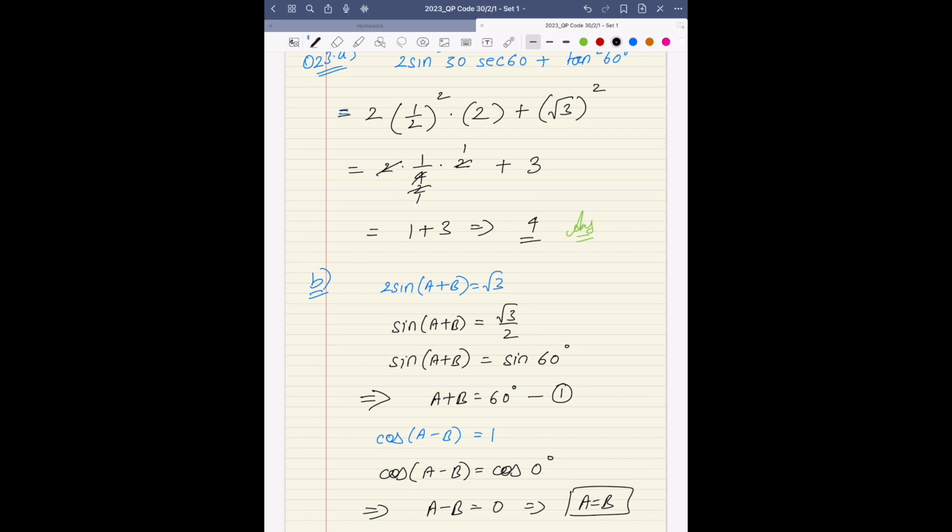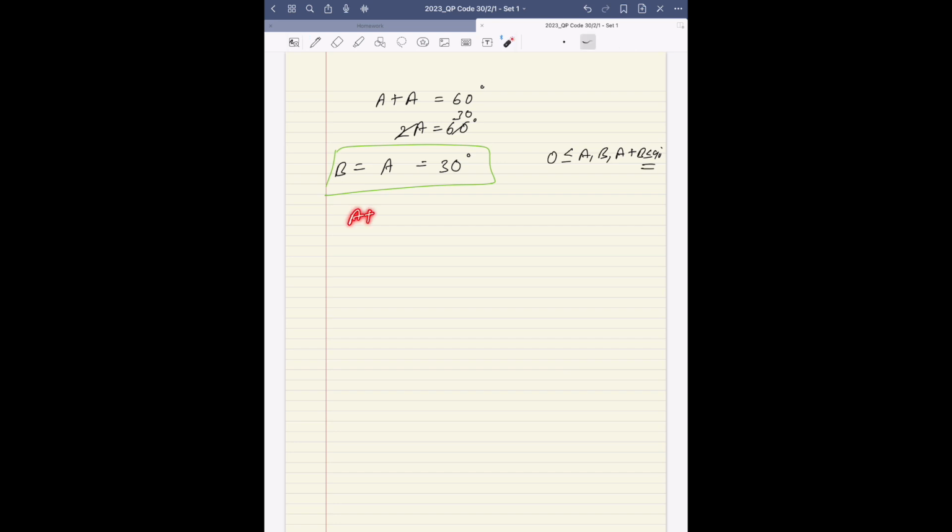Now, you take this value and put it in equation 1. So, what do you get? A plus A, since B is equal to A, is equal to 60 degrees, or 2A is equal to 60 degrees, or A is equal to 30 degrees. So B is equal to A is equal to 30 degrees, and it falls in your criteria, that A, B and A plus B both fall within this. Even A plus B will come out to be 60 degrees. This is your answer.